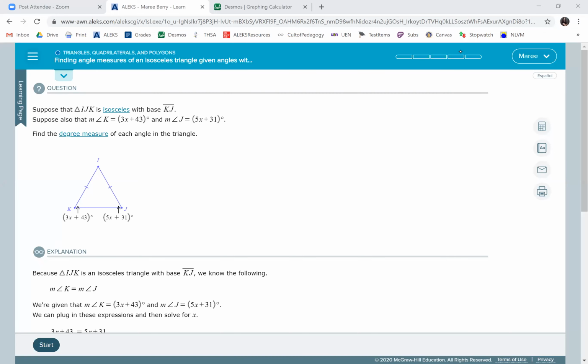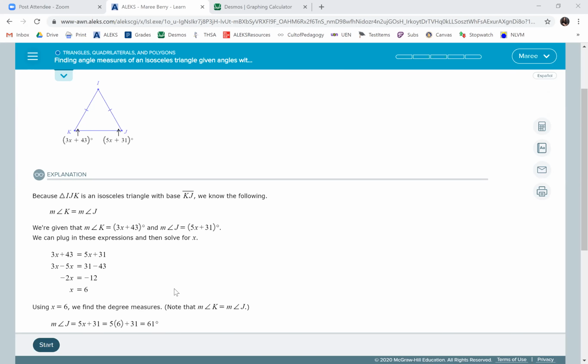With isosceles triangles, it's important to understand that base angles will be congruent. The base angles are the two angles that are opposite the congruent sides. So the two sides that are equal to each other in this example, KI and JI, those two are congruent. So these are the base angles and they will be congruent, which means the measures equal each other.